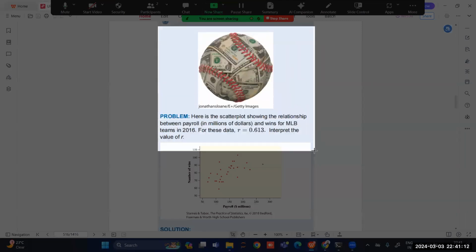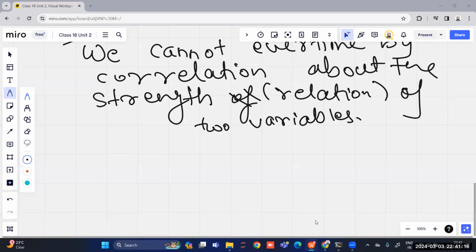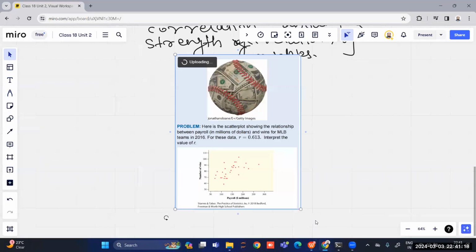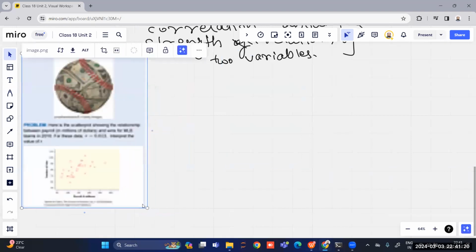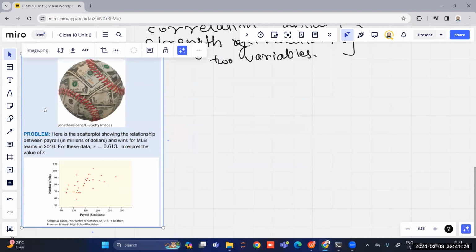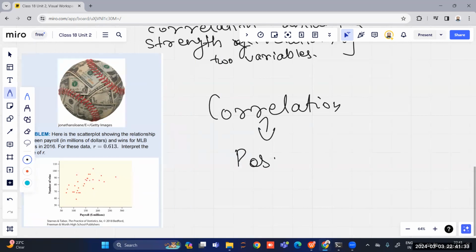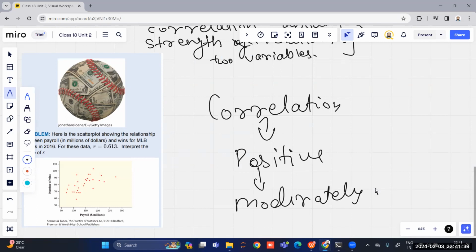Looking at the value of R, what can you say about the correlation? I've given the bifurcation for size. The value of R is 0.613. R is the correlation. First of all, the correlation is positive, and in positive there were three types. What will it be? Moderately positive. So that was the interpretation.